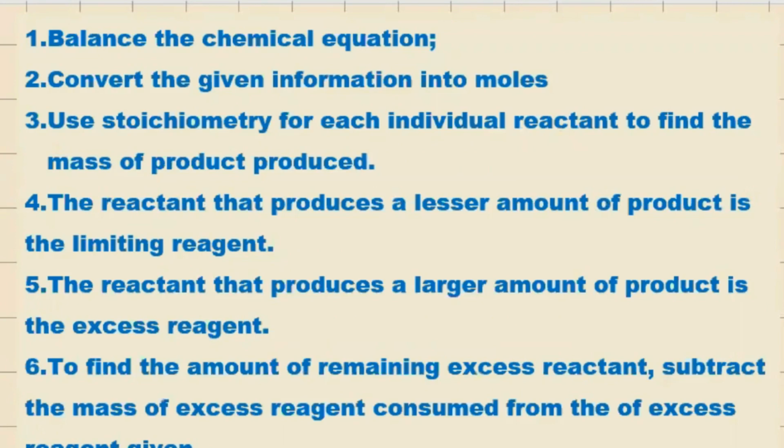First, balance the chemical equation. In all stoichiometry calculations, the chemical reaction must be balanced. Convert the given information into moles. Use stoichiometry for each individual reactant to find the mass of product produced. The reactant that produces a lesser amount of product is the limiting reactant or limiting reagent. The reactant that produces a larger amount of product is the excess reagent. To find the amount of remaining excess reactant, subtract the mass of the excess reagent consumed from the mass of the excess reagent given.